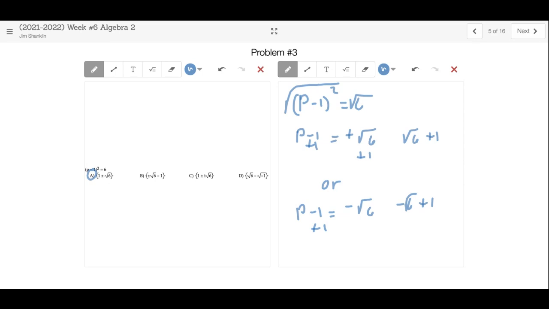All right. So I did problem number 3. I took the square root of both sides, and I ended up with p minus 1 is equal to the positive square root of 6, and p minus 1 is equal to the negative square root of 6. And then I just added 1 to both sides, and I ended up with the square root of 6 plus 1, or negative square root of 6 plus 1. So it is correct.